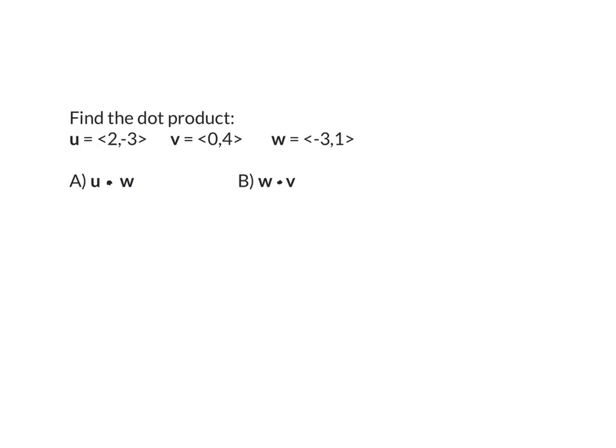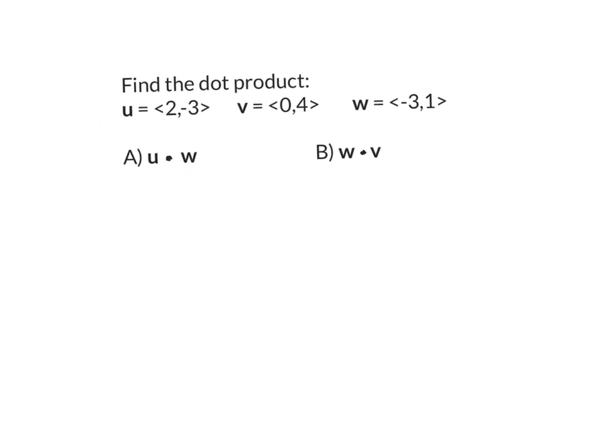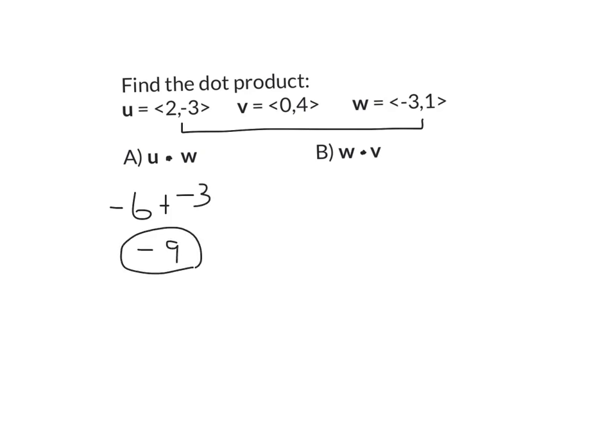Okay, so we're going to try a couple here. This one says find the dot product, and the first one says the dot product of u and w. So that's these 2 right there. So all I'm going to do is multiply the x's, which would be negative 6, multiply the y's, which is negative 3. Always add them together, negative 9. That's your dot product. It's just one number.